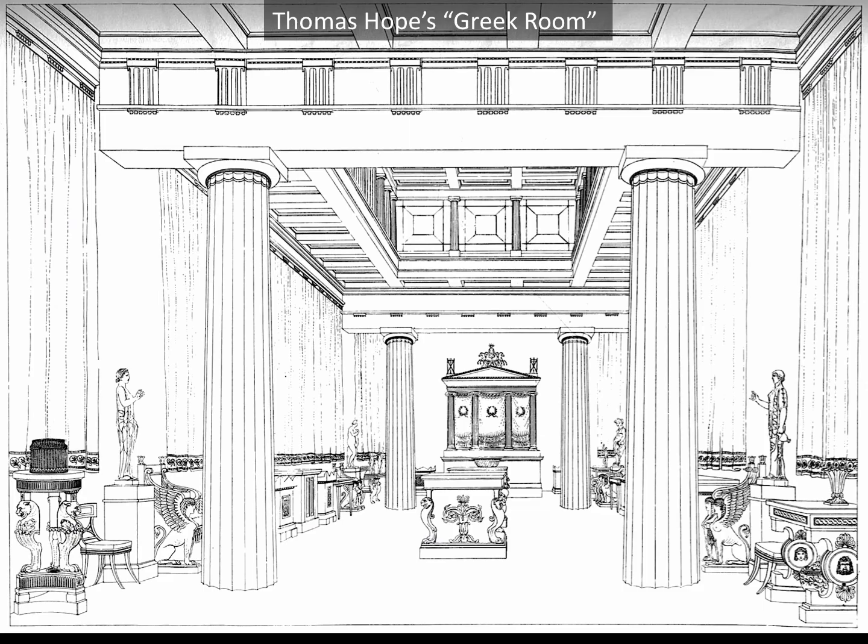Here is Hope's design for the Greek room, just in case you wanted to have massive Doric columns and massive lintels built into your living room. Okay, I guess that's an option. See what I mean about being ostentatious?